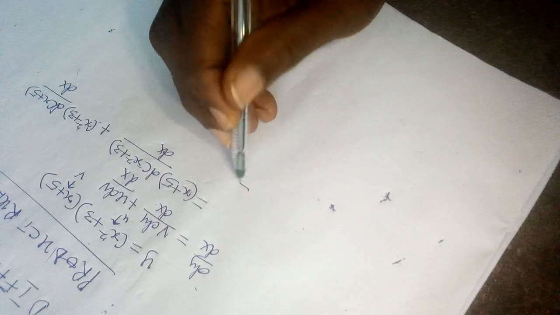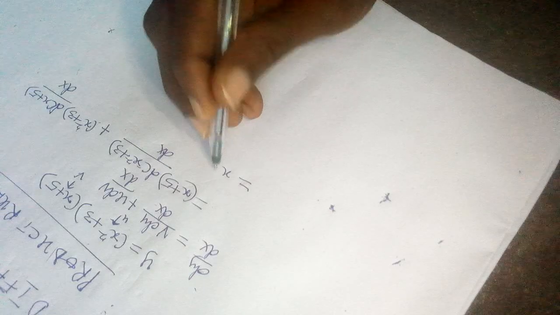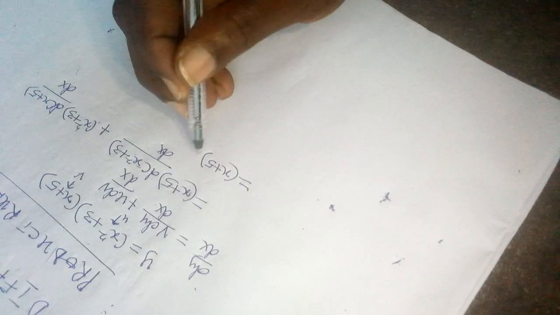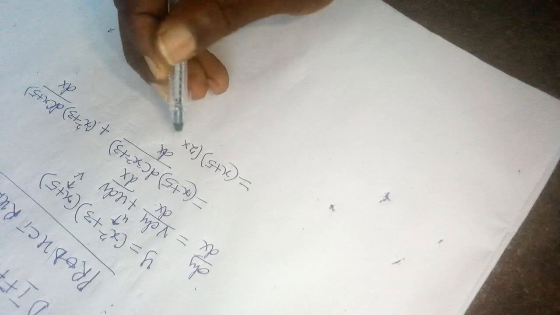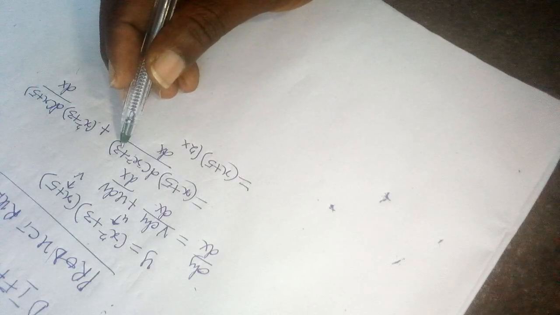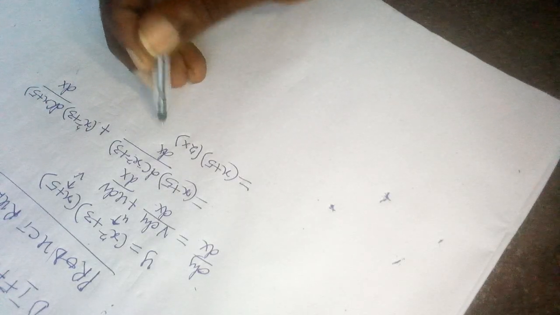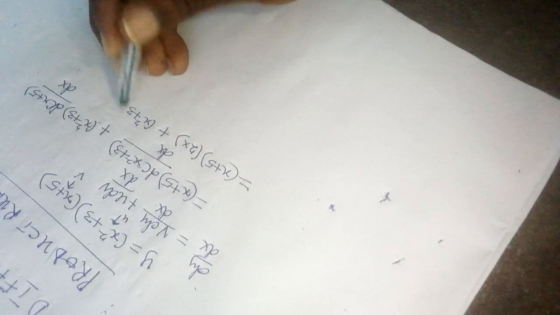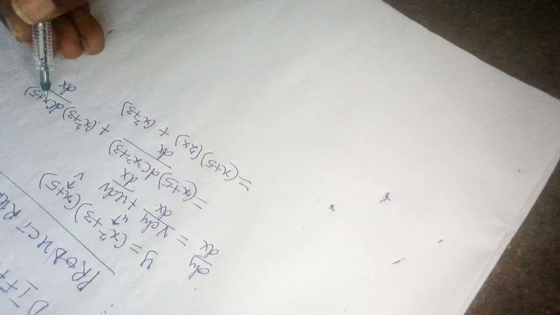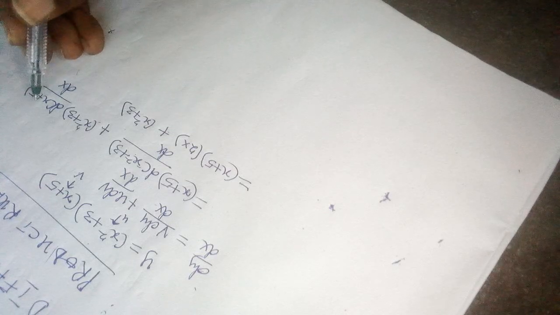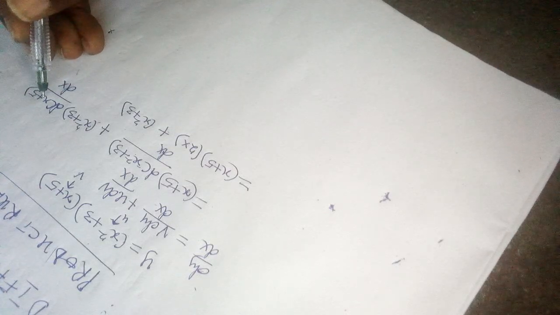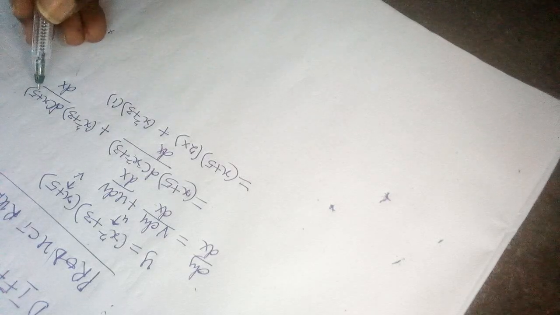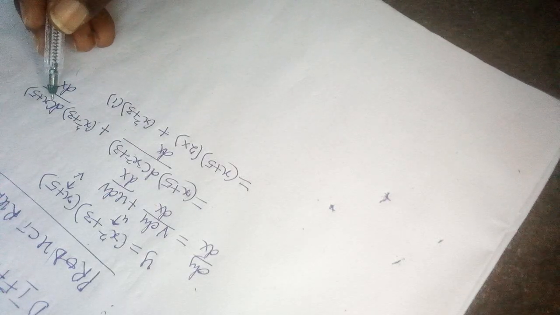Now this will give us (x plus 5) into, if you differentiate x squared, from previous lecture, it is 2x. If you differentiate 3, it is 0, so that is all, plus (x squared plus 3). If you differentiate x raised to power 1, because x means x raised to power 1, it gives you 1. If you differentiate 5, it is 0, so we'll have 1 here.